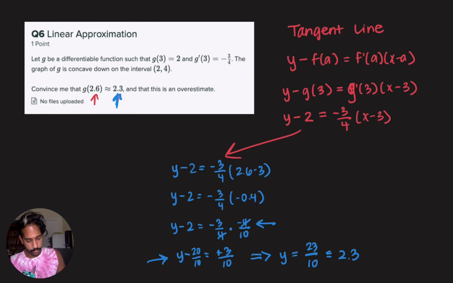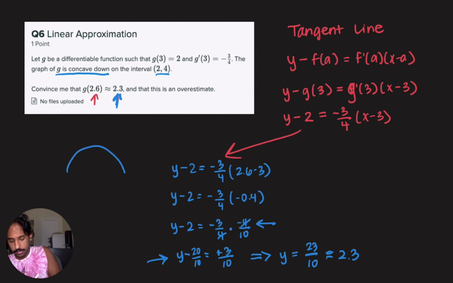It approximately equals 2.3. So it's an overestimate. Why? How do we know that? Oh, the question says that g is concave down on the interval 2, 4, which means 3 is in the middle. So since we have a function that's concave down, if we use a linear estimate, the tangent line is always above, which means it'll always be overestimating.